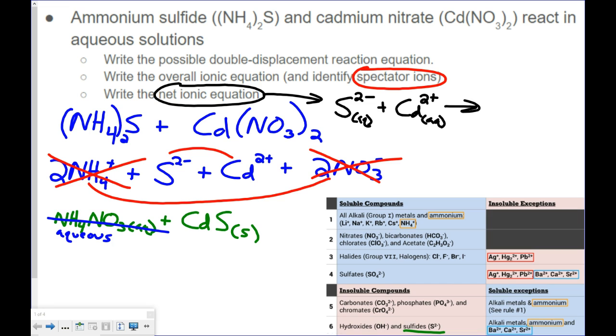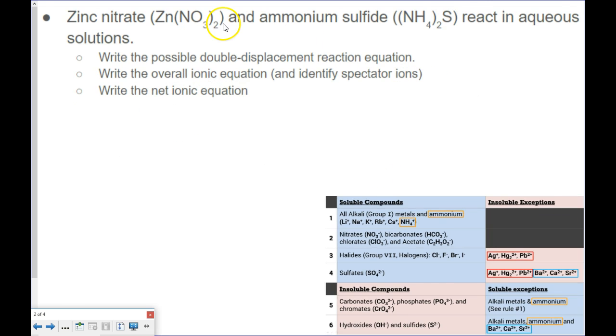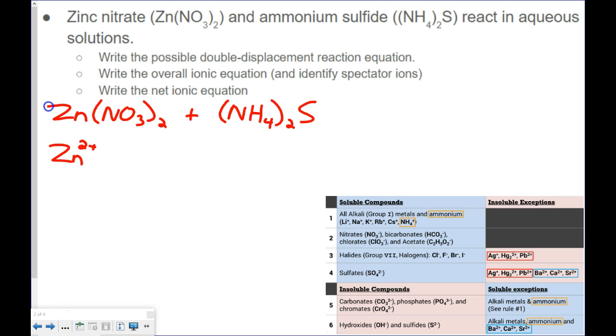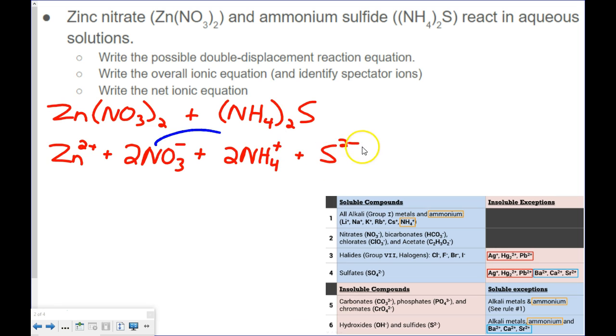That's going to be the sulfur, aqueous, plus the cadmium, reacting to form the cadmium sulfide, which is going to be my insoluble precipitate. Next up, zinc nitrate and ammonium sulfide are going to react in aqueous solutions. So I'm going to first take those and break them up. So my zinc just has a +2 charge on the cation, plus two nitrates, each with a -1 charge, plus two ammonium with a +1 charge there, and my sulfur anion.